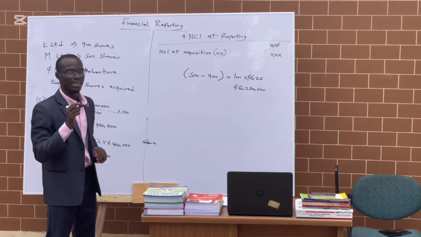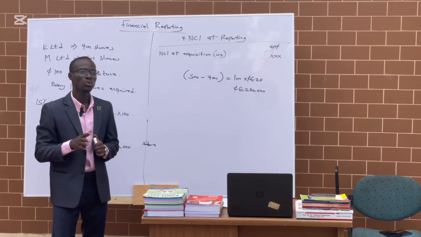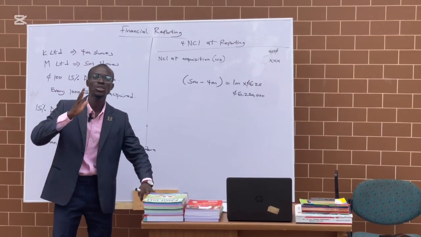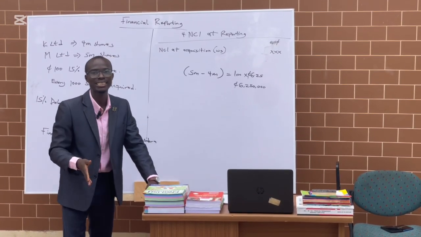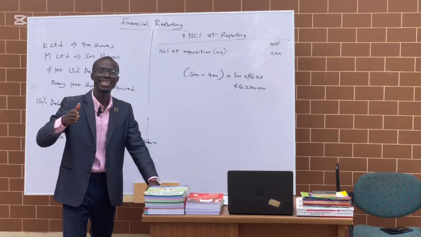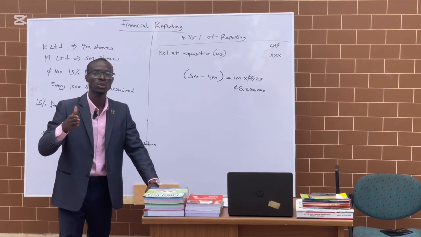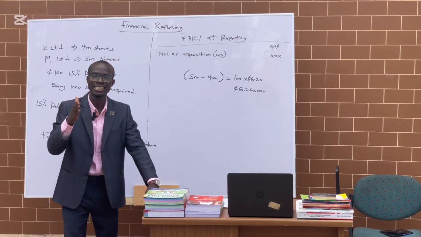So let's go to the third method. In this one, the parent is going to value the NCI, but not through fair value. It is going to be a proportionate share of the net asset at acquisition. So the NCI is going to be valued through a proportionate share of the net asset of the subsidiary.